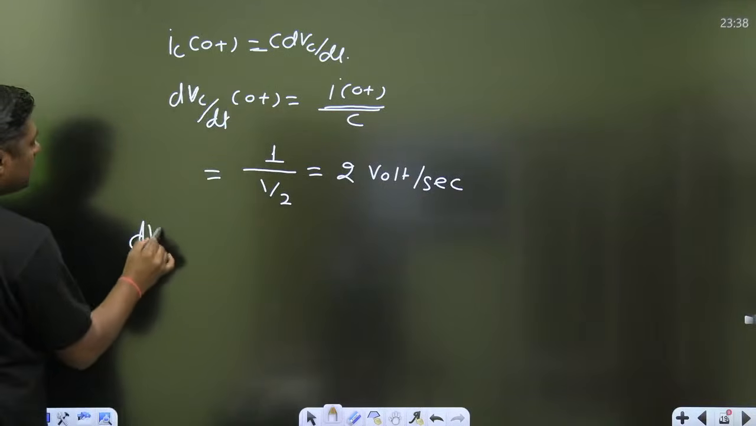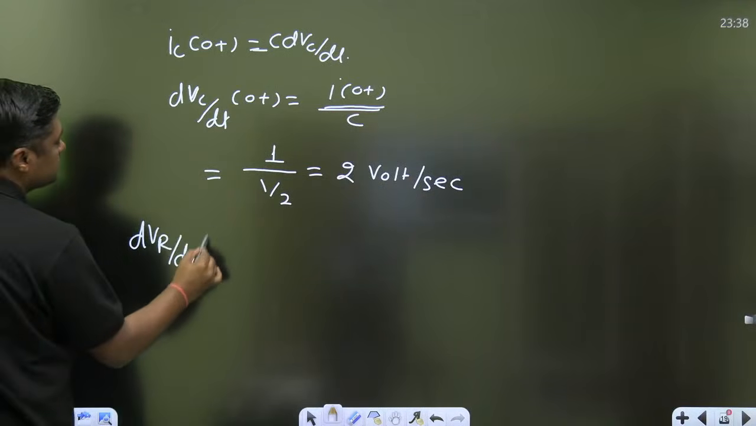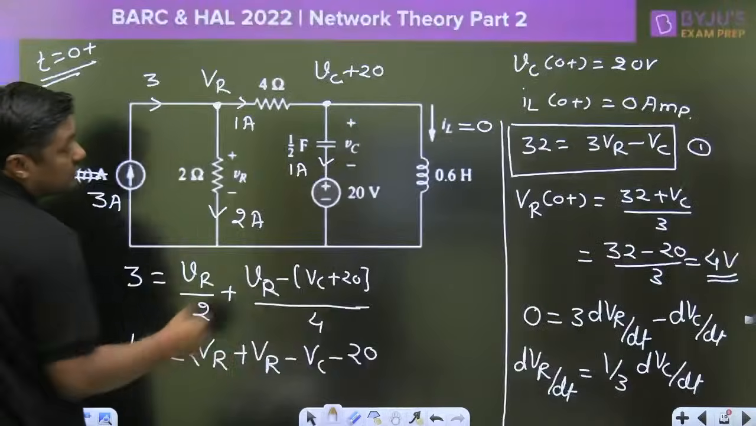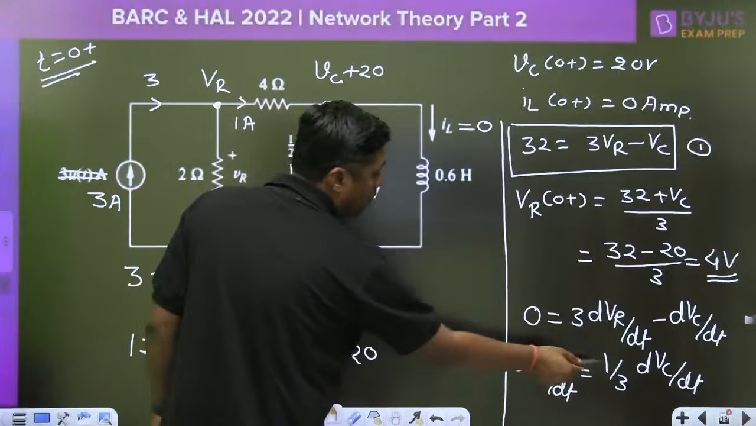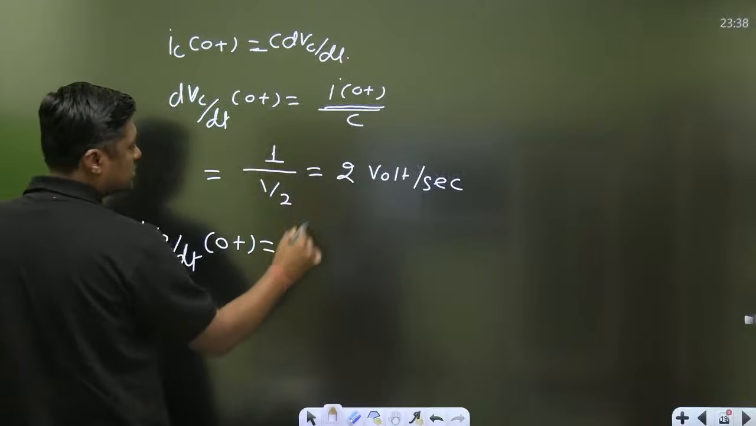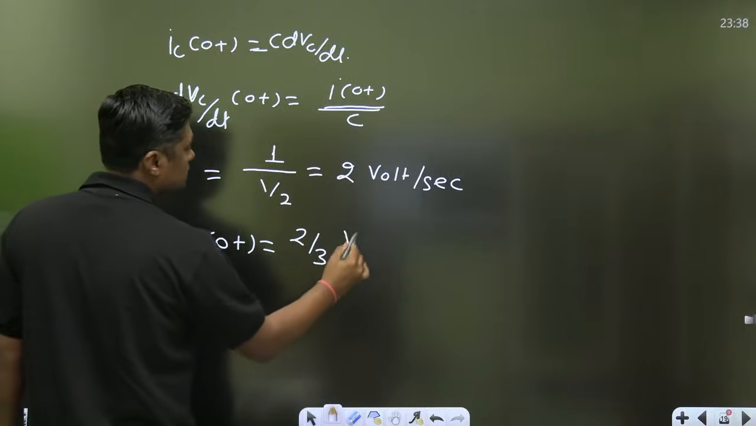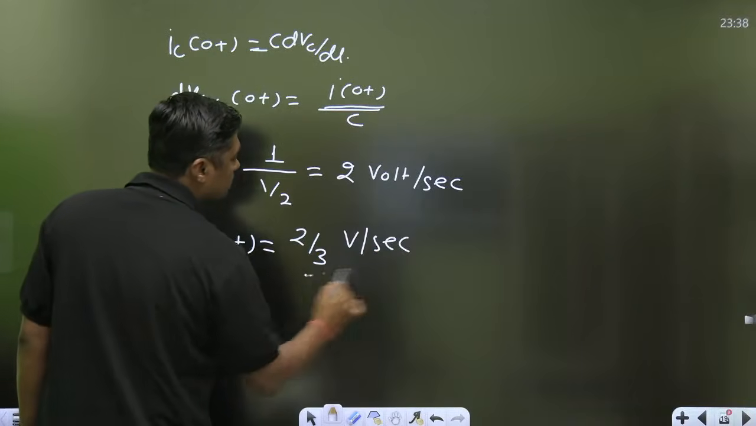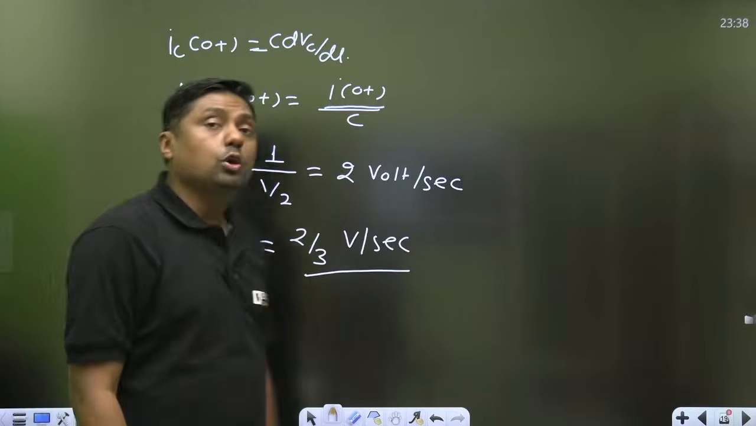What is the dVr by dt at 0 plus? That is the answer, 1 by 3 of this, so 2 by 3 volt per second.